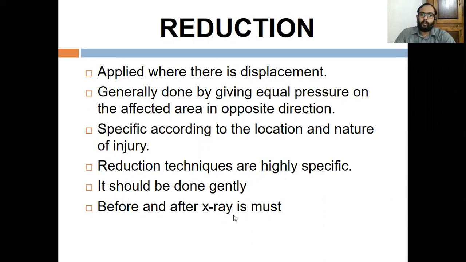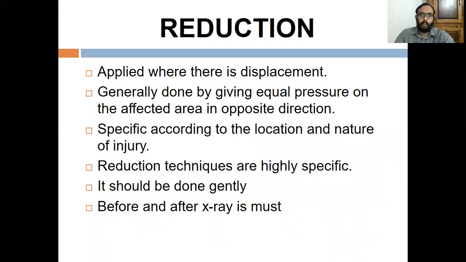Before and after X-ray investigation is a must in all reduction methods. If it's a dislocation or if we are reducing a fracture with displacement, in all conditions, before and after X-ray is a must to check whether our reduction is proper or not. In Colles fracture, immediately after the reduction, we should take a check X-ray. On the first and second review also, we should take a check X-ray to ensure our reduction is proper and further displacement doesn't occur. In all conditions, before and after X-ray is a must, and it may change as per specific conditions.